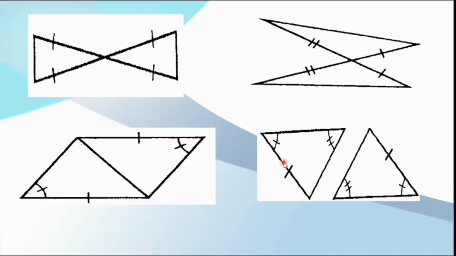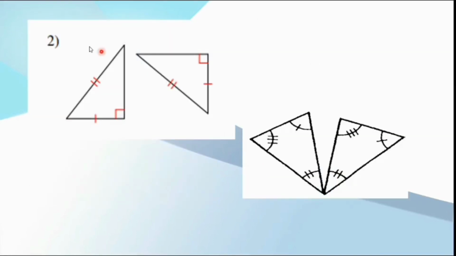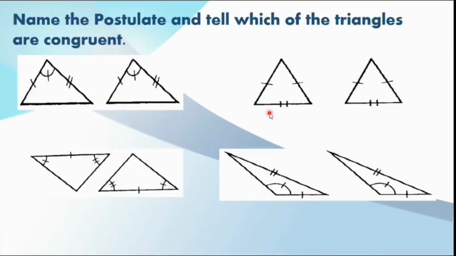Okay, so these are another 4 pairs of triangles. We have number 5, number 6, number 7, and number 8. And last slide, we have number 9. This is number 9 here. And this one is number 10. Okay, so this time, let us answer this together.